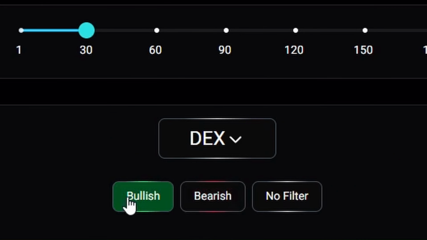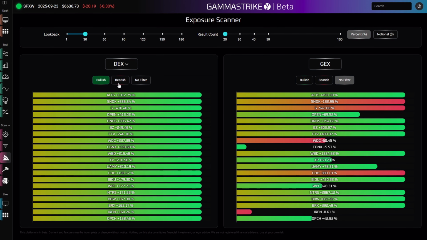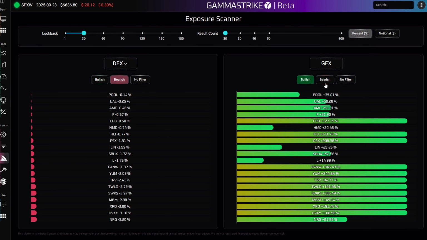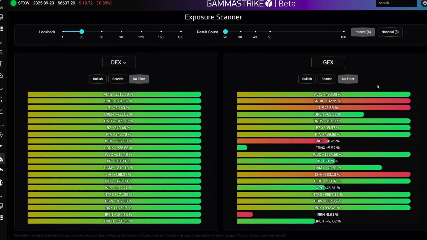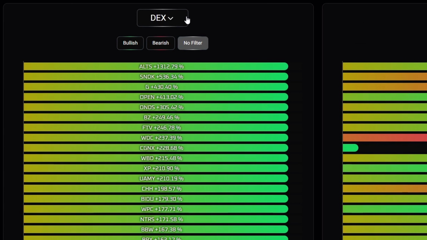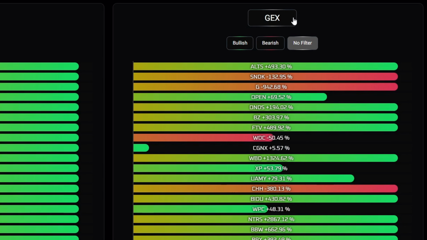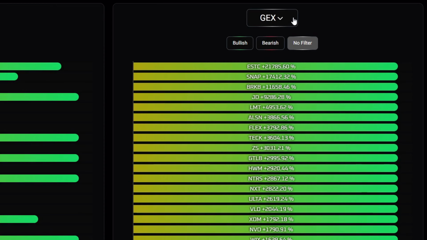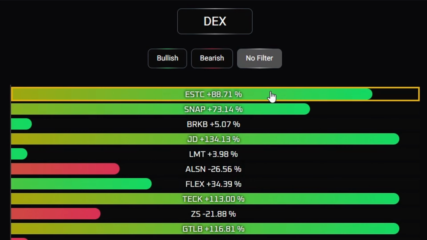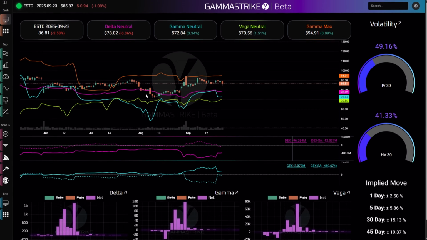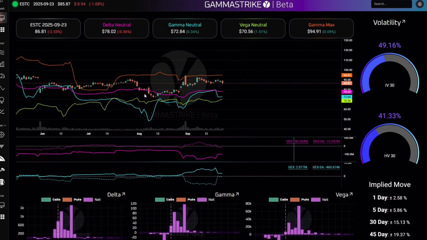You can filter by where exposure changes are bullish or bearish, or set it to not filtered. Just like with the Greeks filter page, the results are linked, and you can combine filters to find the exposure environment that you're looking for. You can also sort the DEX and GEX results by ascending or descending. Just as with all of our scanners, you can click directly on the stock in the scanner to view more details around the options positioning on the stock.